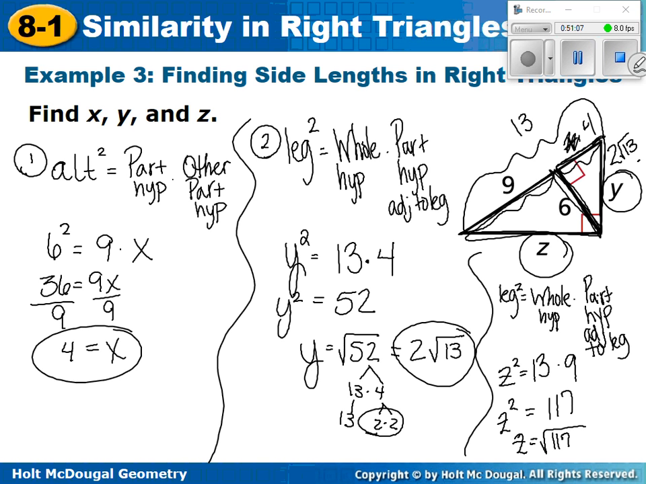Or in your calculator, if you use it, you have to put it in parentheses before you square it, or it's going to do it wrong. If you do this, it's only going to square the square root of 13. So be very careful that you don't do this.